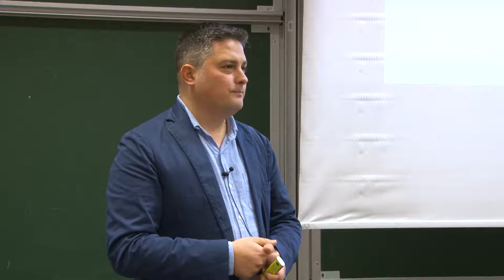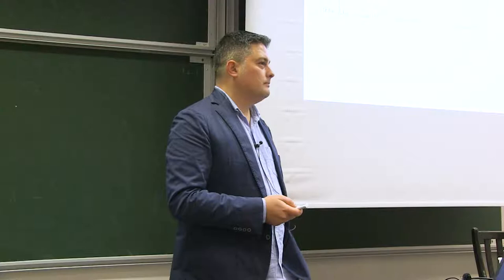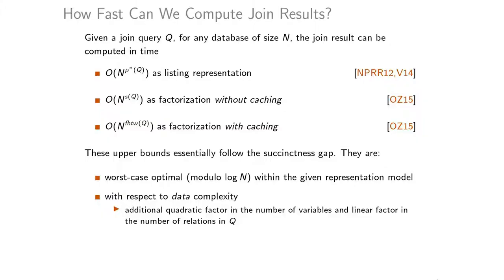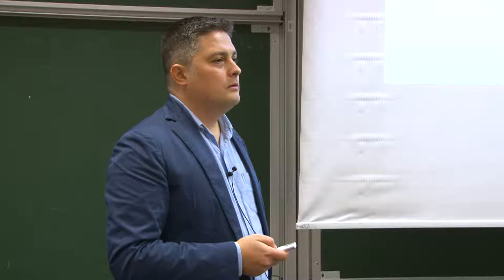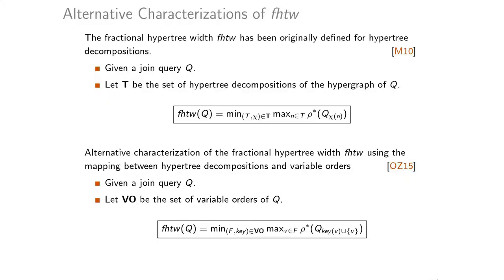So that's the algorithm. The statement is that the running time of this algorithm is n to the power of the fractional hypertree width of the query. This is the statement I made before. In the definition, we used the definition, could you recall the definition? It was exactly a few slides before, it was here.